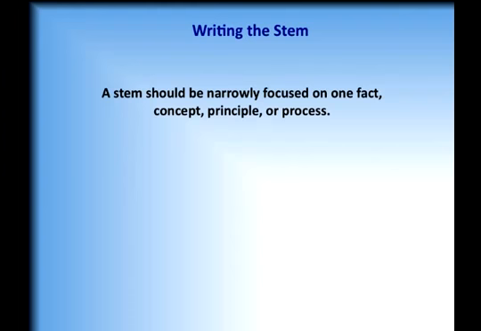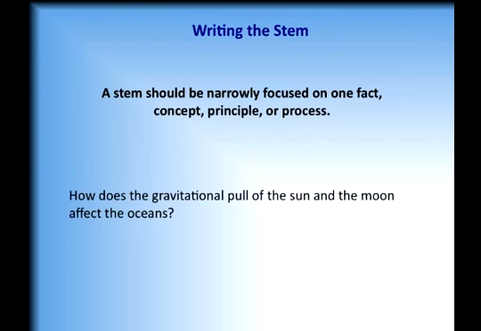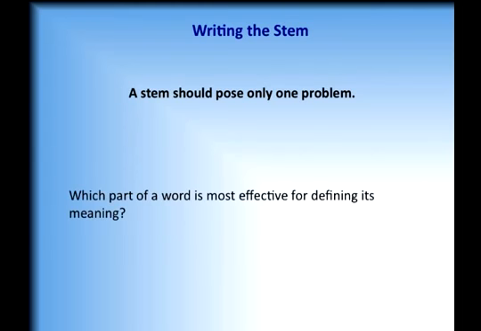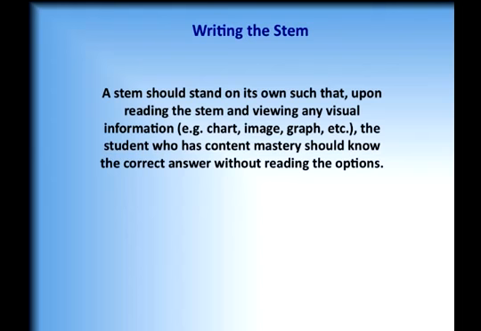Let's first focus on writing the stem of multiple choice questions. In this example, note that the stem focuses on just one principle regarding the relationship of the moon to the tides. In this example, the stem poses one problem. If instead the stem asked the purpose of the prefix, root, and suffix of a word, it would fail the greatness test.